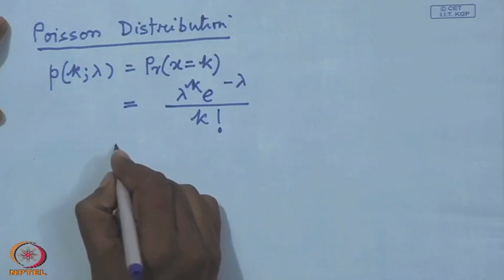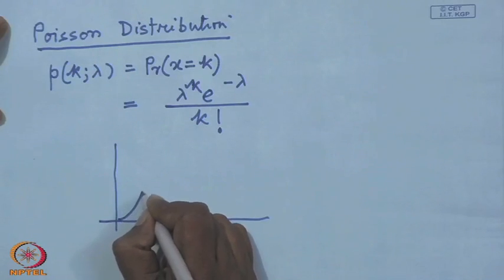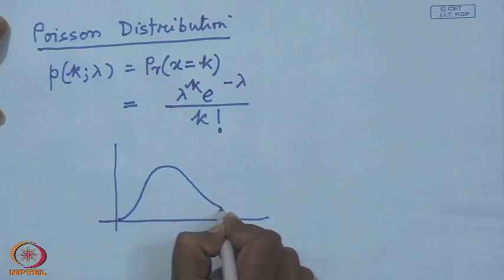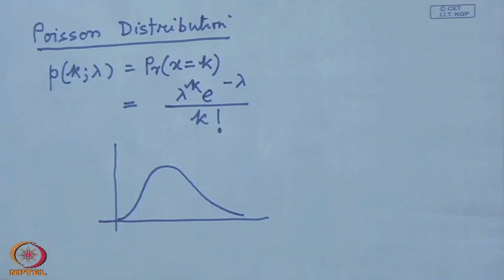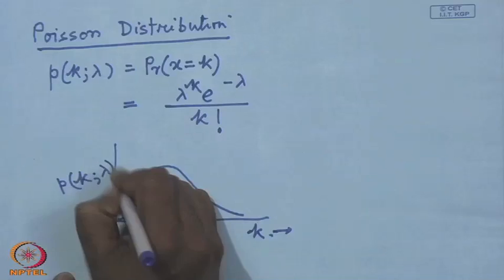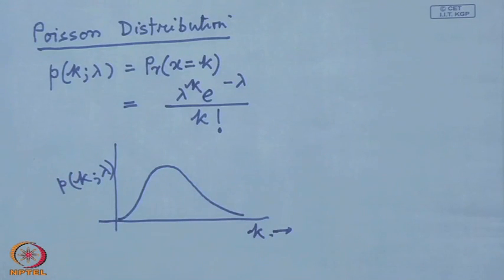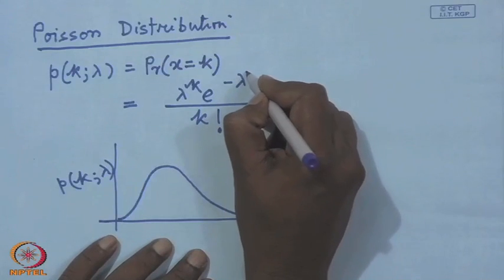And if I plot this Poisson distribution, it again appears something like this. So, this is k and this is p of k given lambda. For different values of lambda, I will get different such curves. And here again you find that the shape of this probability distribution function is entirely defined by a single parameter, which is lambda.